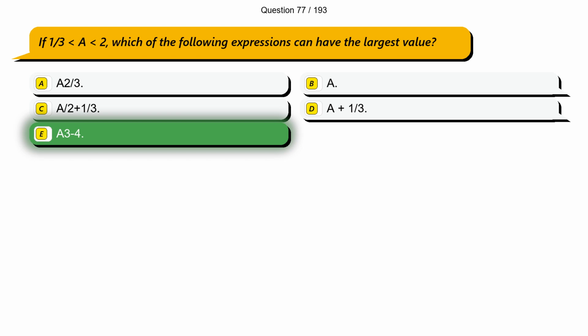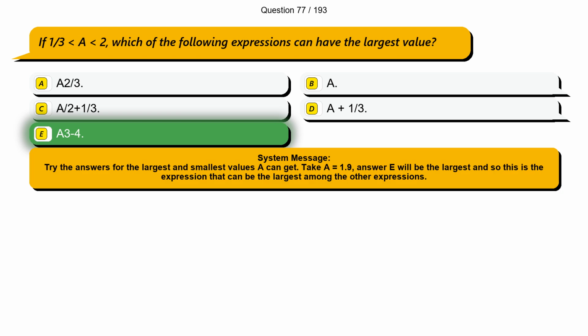The correct answer is option E, a 3-4. Try the answers for the largest and smallest values a can get. Take a equals 1.9, answer E will be the largest, and so this is the expression that can be the largest among the other expressions.